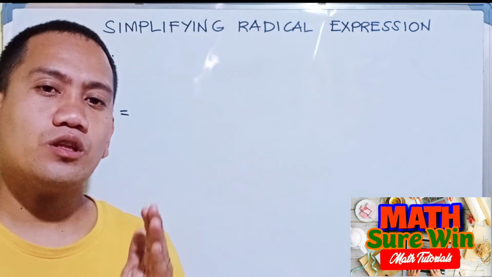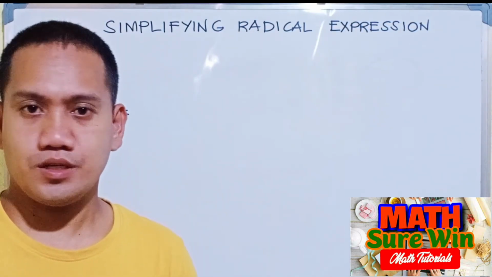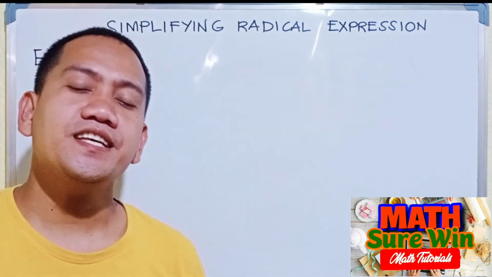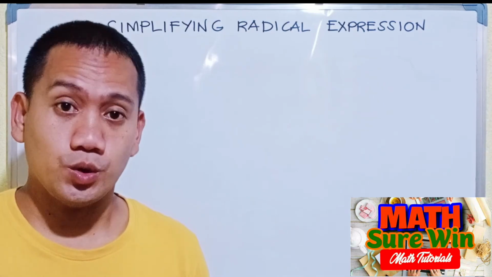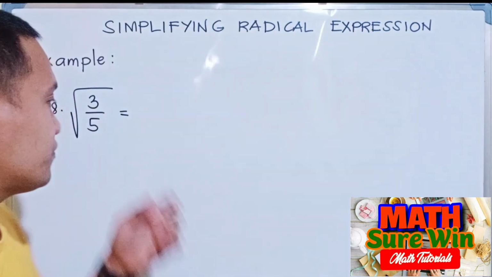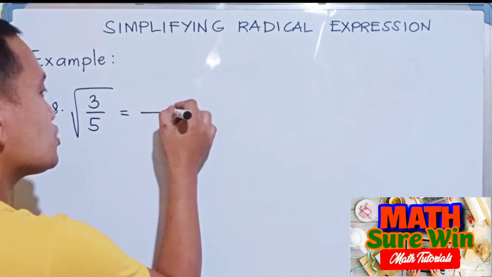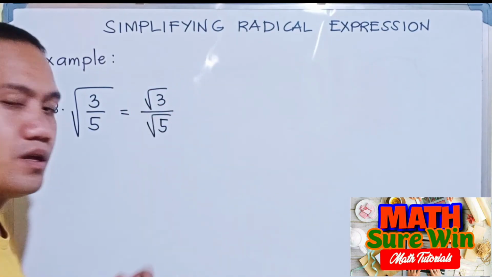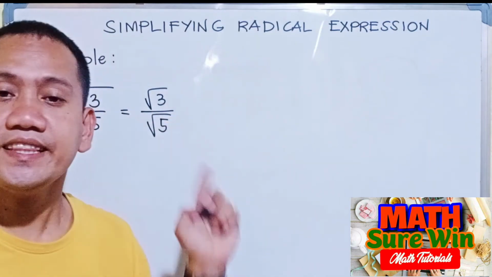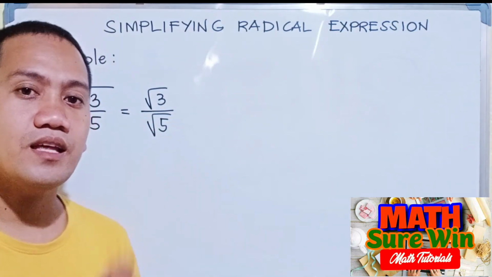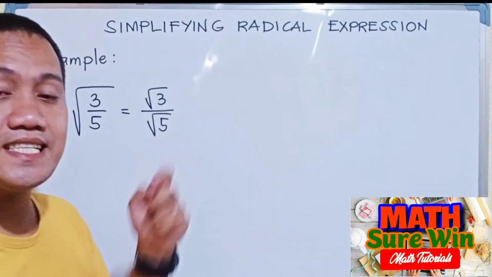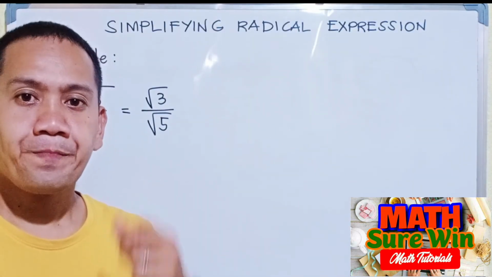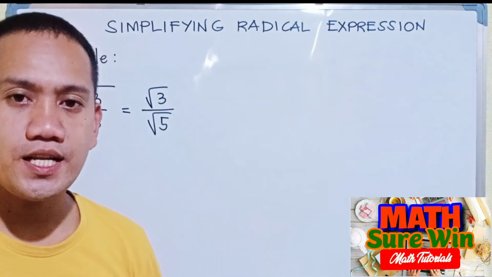We have square root of 3/5. So how will we simplify this radical expression? Again, this is an example of the quotient rule, wherein square root of 3/5 is equal to square root of 3 all over square root of 5. This is not yet written in its simplest form for the reason that we have a radical symbol in the denominator. And for us to eliminate this, the process is known as rationalization.